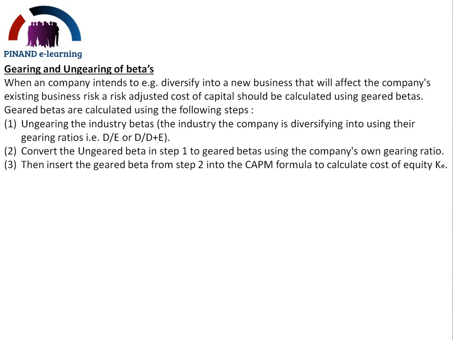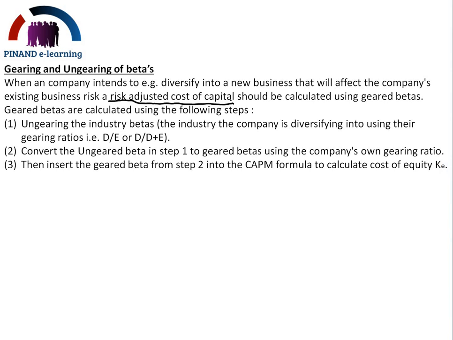When a company intends to, e.g., diversify into a new business that will affect the company's existing business risk, a risk-adjusted cost of capital should be calculated using the geared betas. Geared betas are calculated using the following steps.